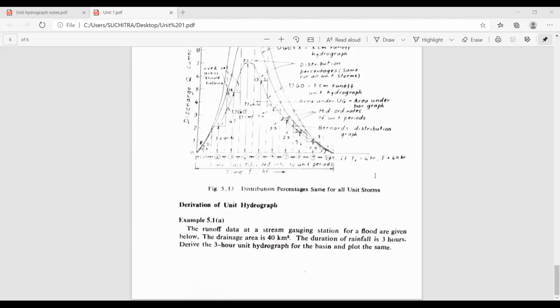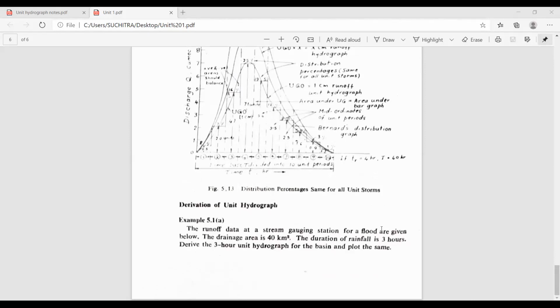Now we shall solve some numerical problems on unit hydrograph, the derivation of a unit hydrograph. So let us have an example. The runoff data at a stream gauging station for a flood are given below. The drainage area is 40 square kilometers and the duration of the rainfall is 3 hours. Derive the 3-hour unit hydrograph for the basin and plot the same.